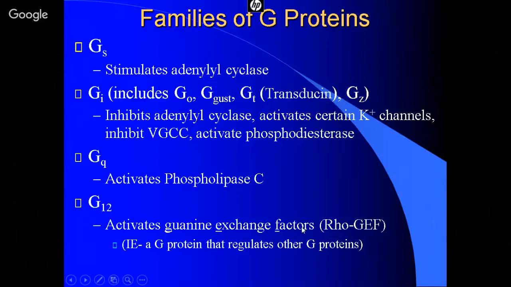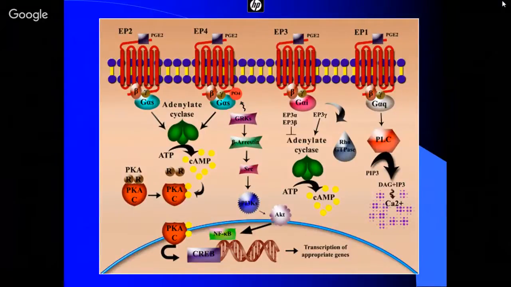It'll make sense in about five slides. And this basically means that this is a G protein that regulates other G proteins. So this is going to be one family of G proteins regulating another family of G proteins. This is a good slide. It's a good beginning because it shows you different receptors. And we'll look at the relationship of receptors to G proteins in a minute.